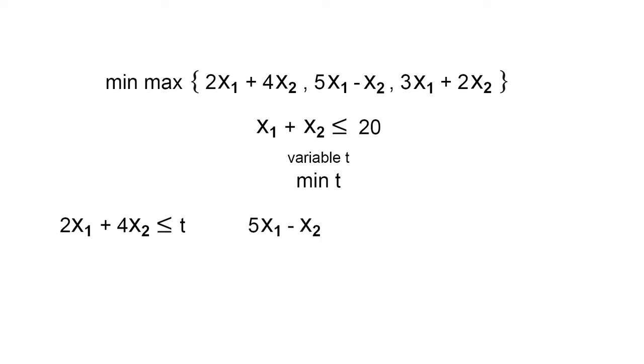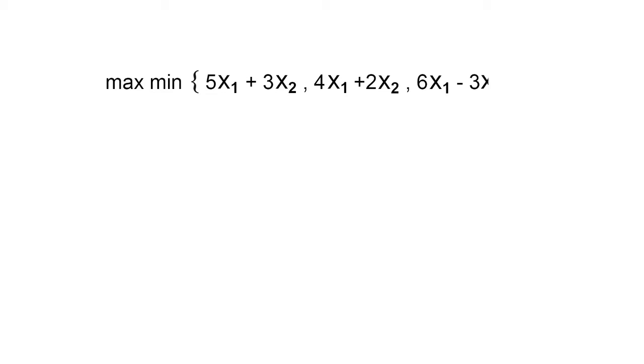5x1 minus x2 is less than or equal to t. T again is greater than the equations. And 3x1 plus 2x2 is less than or equal to t. And our normal constraint, x1 plus x2 is less than or equal to 20. Therefore, the transformation of this minimax example can be rewritten as this LP formulation.